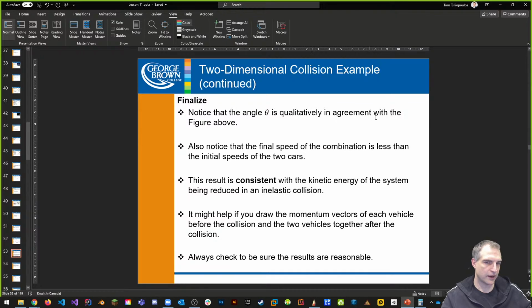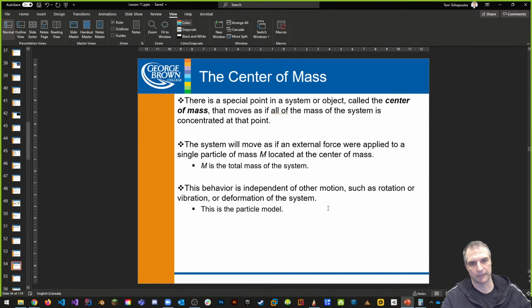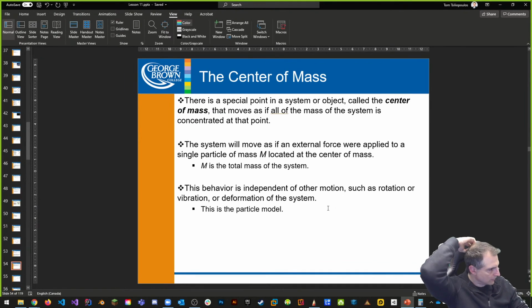Notice the angle theta is qualitatively in agreement with the figure above, right? And we want the result to be consistent with the kinetic energy of the system being reduced in an inelastic collision. Okay. So that's an example.